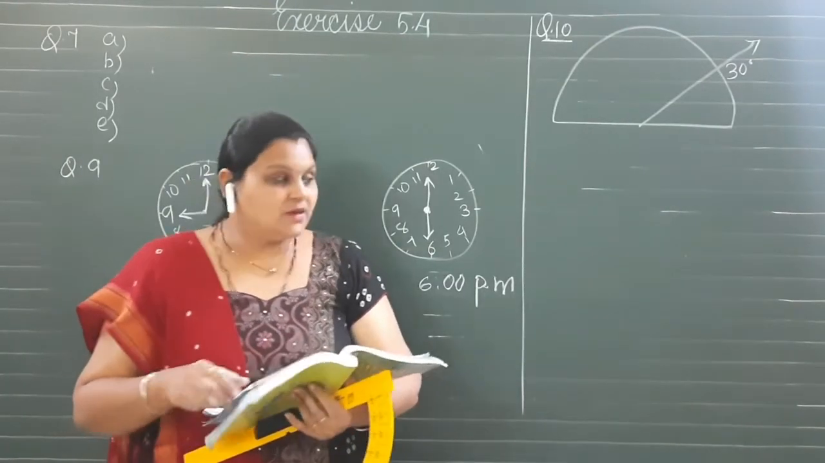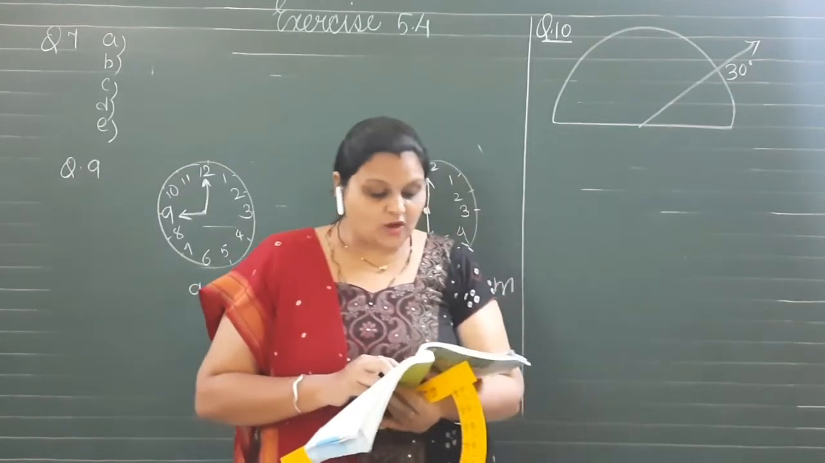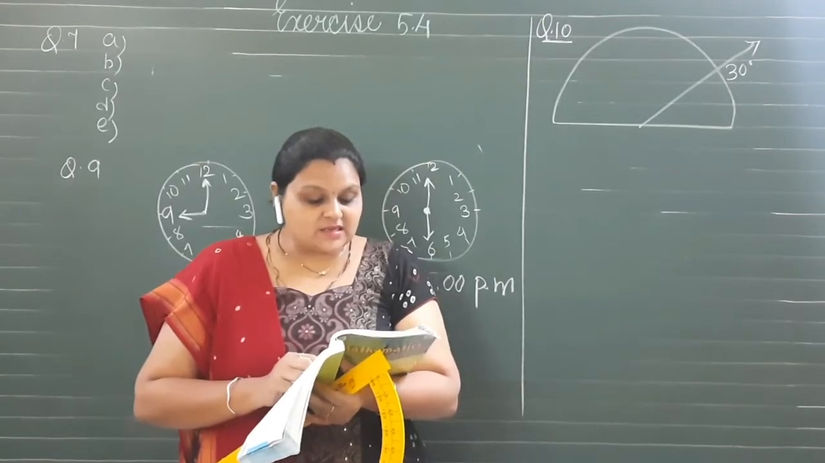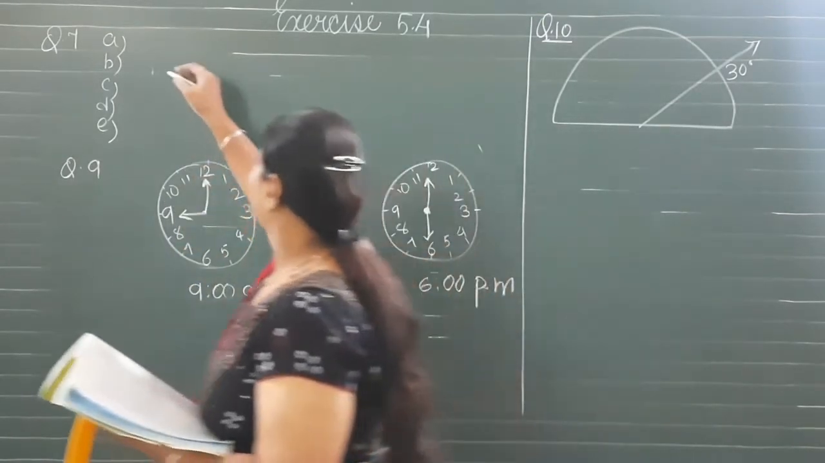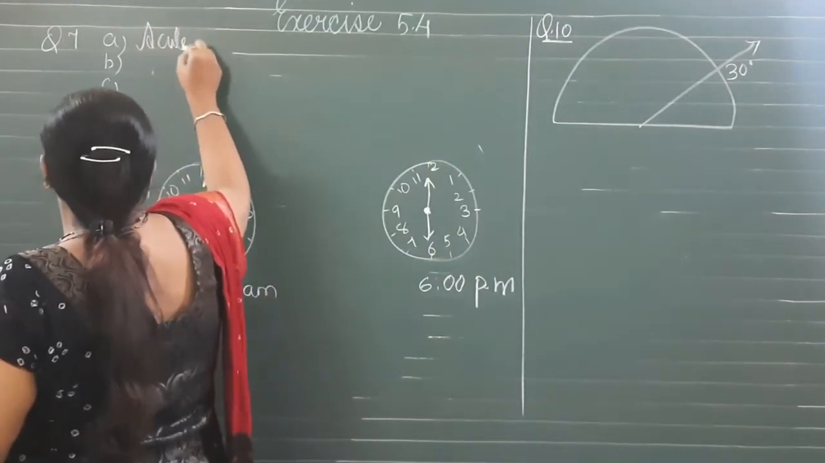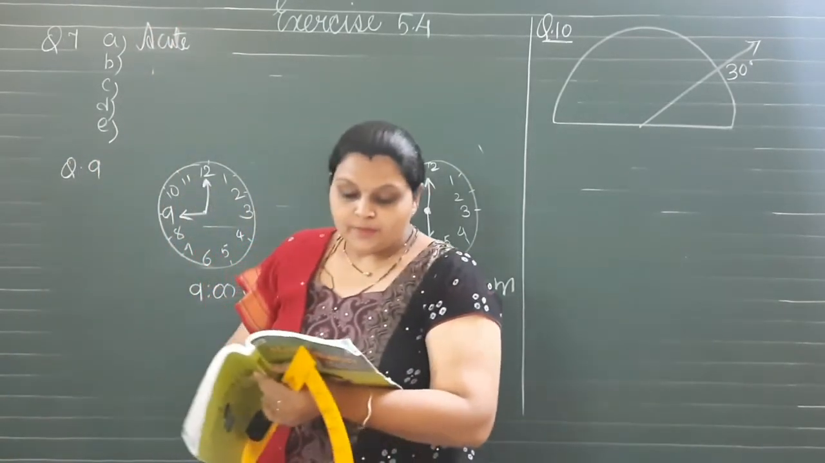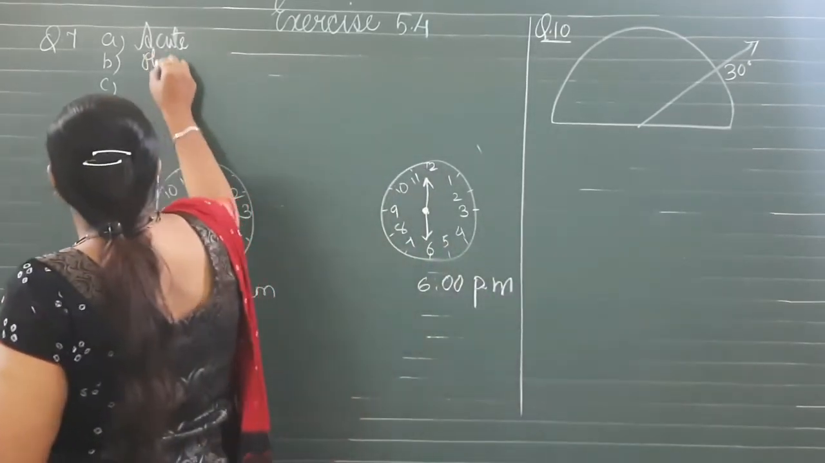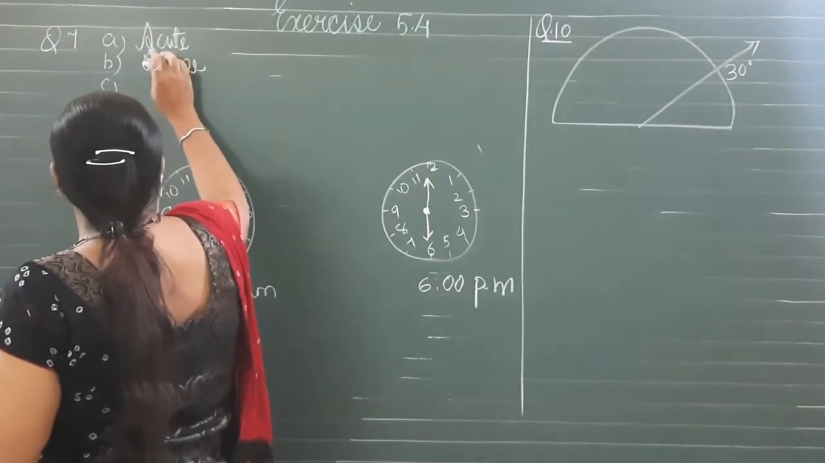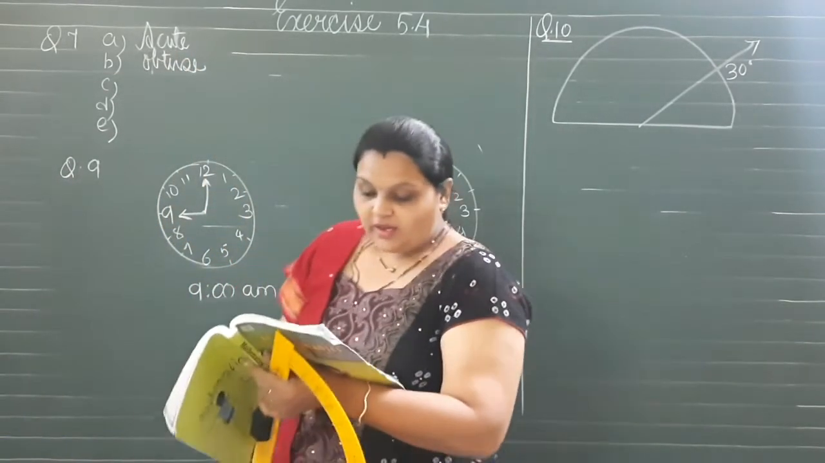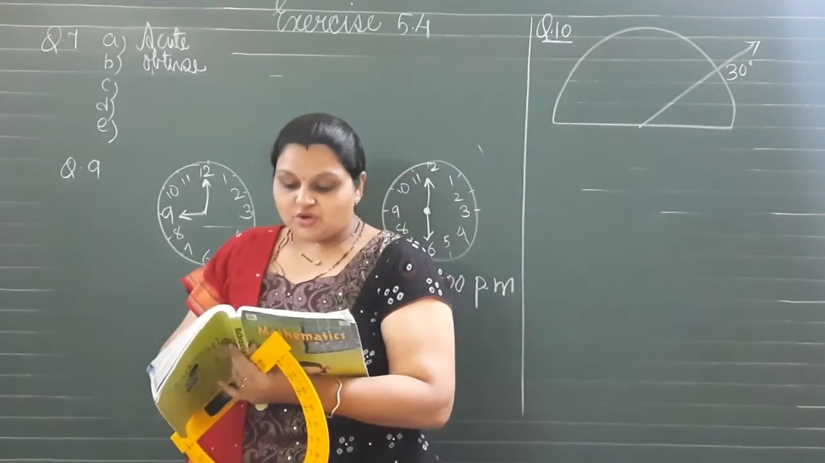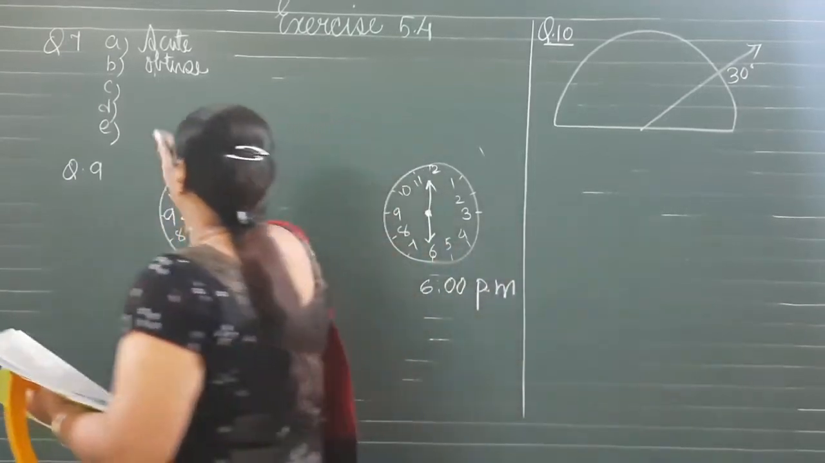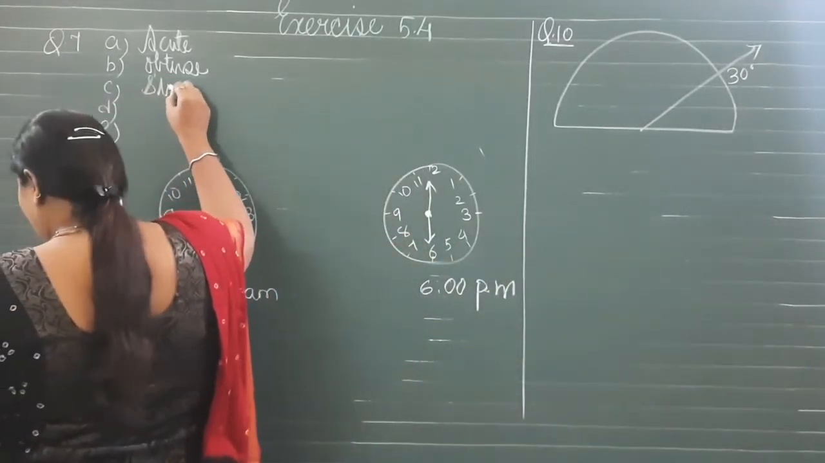Now let us see question number 7. Fill in the blanks with acute, obtuse, right or straight. First, an angle whose measure is less than a right angle is acute. We know the measure of an acute angle is smaller than 90 degree. An angle whose measure is greater than a right angle is an obtuse angle. We know that angle is known as obtuse. An angle whose measure is the sum of the measure of two right angles is, now two right angles means 90 plus 90, 180. 180 is a straight angle.